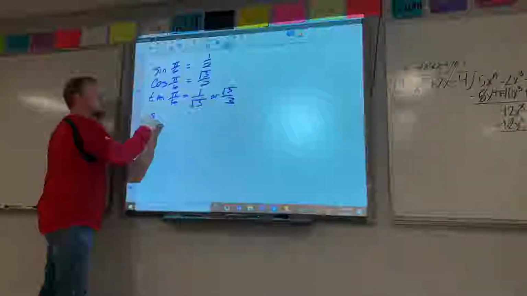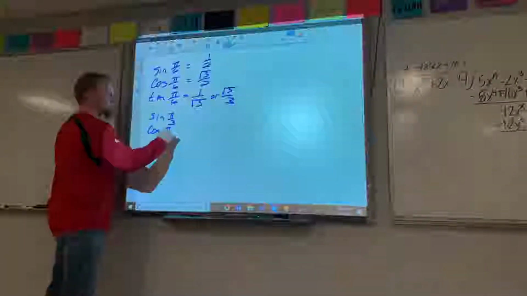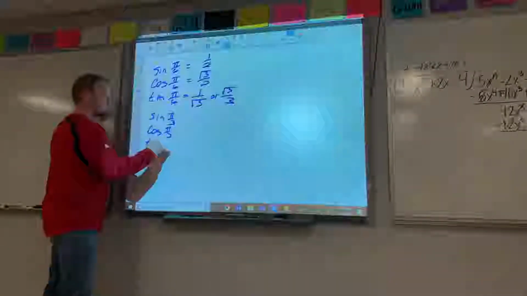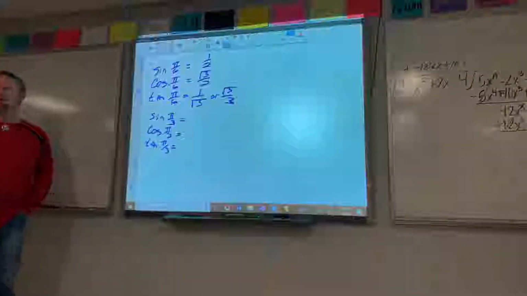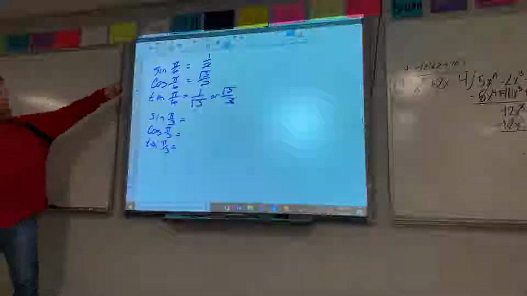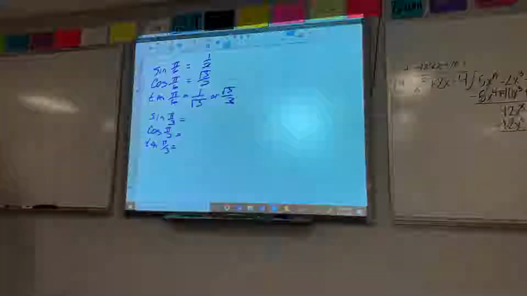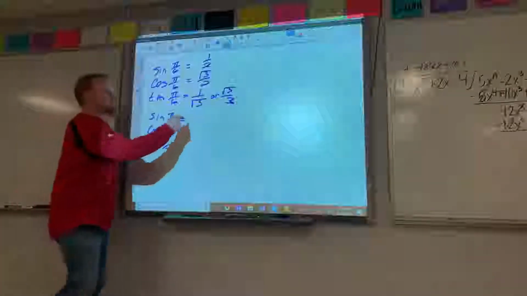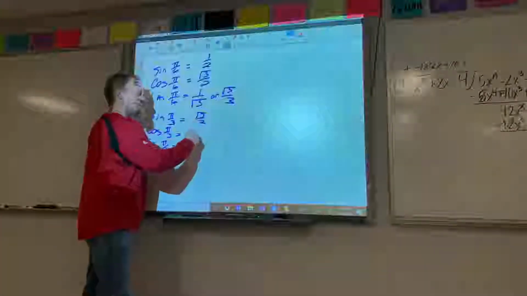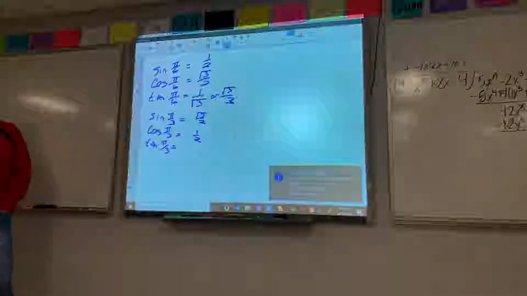Alright, so then we need sine of pi over 3, cosine of pi over 3, tangent pi over 3. Okay, and if I know these three, it should be super easy to get these three, because all I have to do is what? Switch the cosine and the sine. So that means this is a square root of 3 over 2. This is 1/2, and that means tangent's what? Square root of 3.